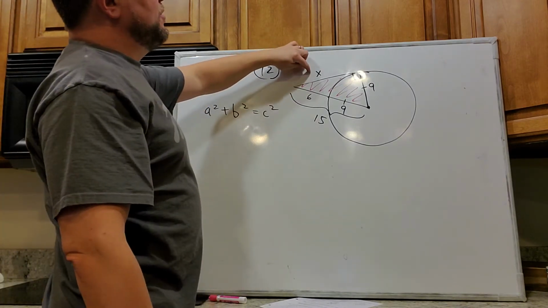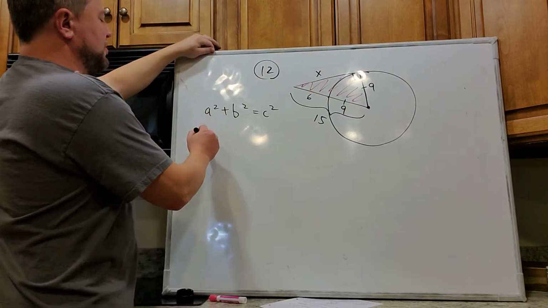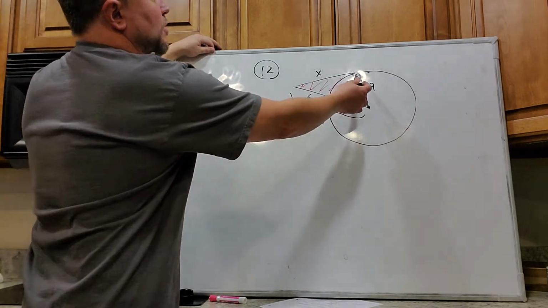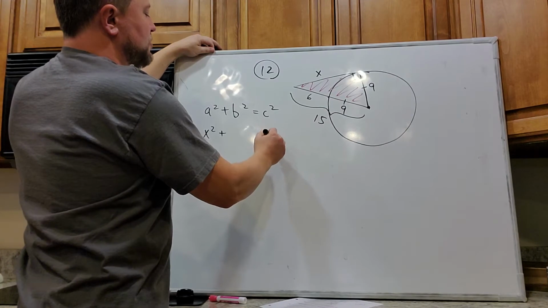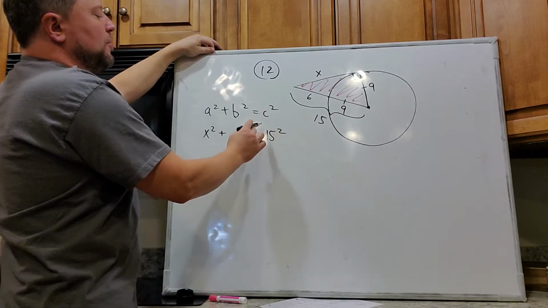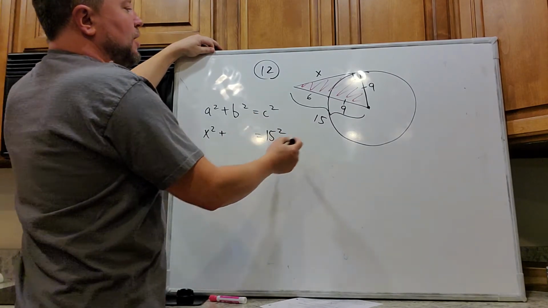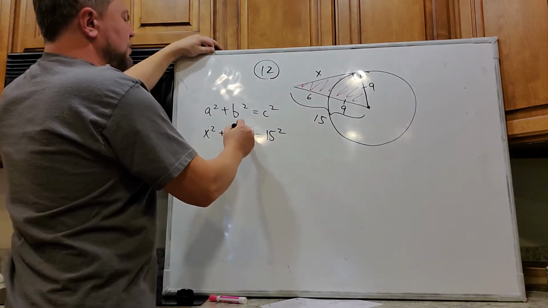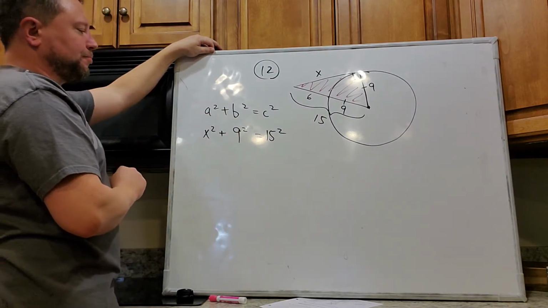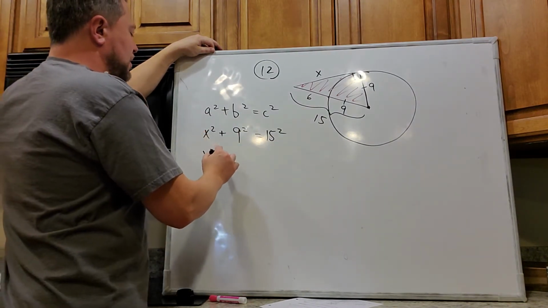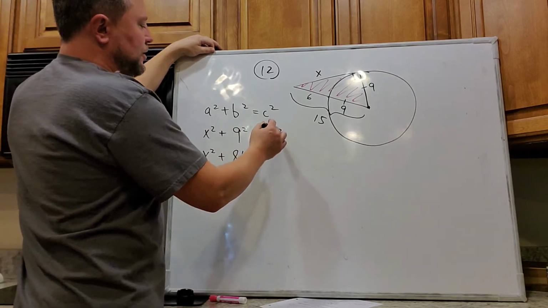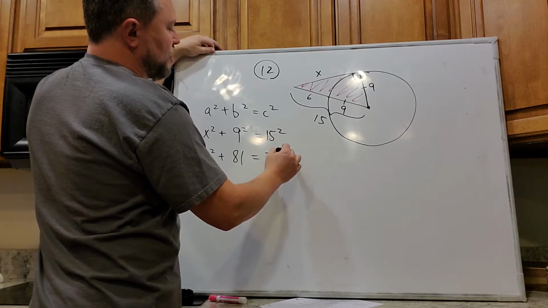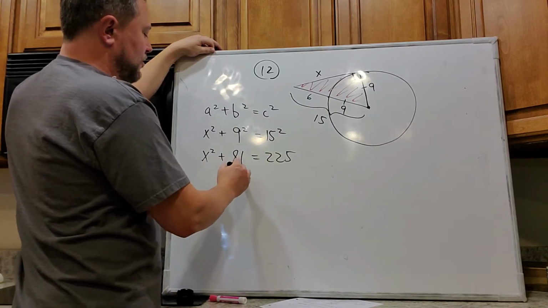The one side that we want to find is one of the legs. Across from the right angle, this entire length is the hypotenuse, so that should be put in for c over here. And that 9 is one of the legs as well. All right, so we have x squared plus 9 squared, or 81, equals 15 squared, or 225.